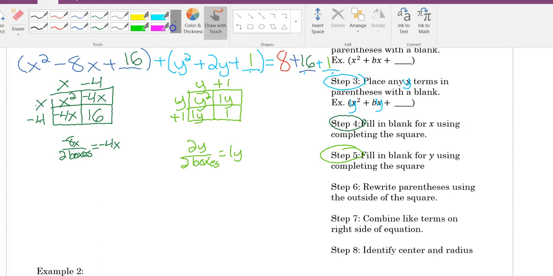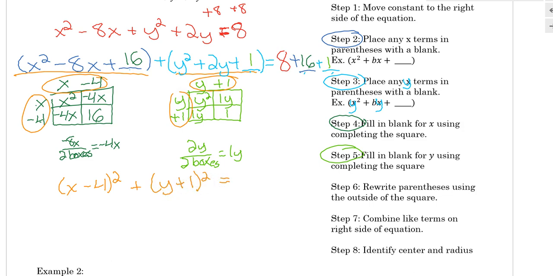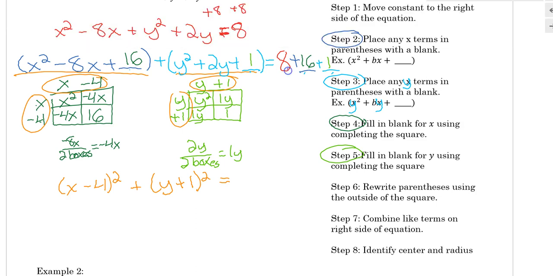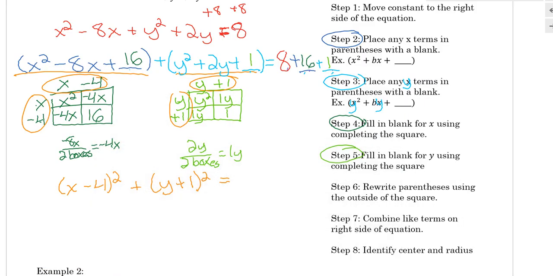Okay, rewrite using the parentheses. My x's I'm going to rewrite with these, so I have x minus 4 squared plus my y's rewritten with this. And then I'm still just going to add everything on the right side of my equation. I have 8 plus 16 plus 1. I'm just adding all three of those. We get 25. Again, nice.